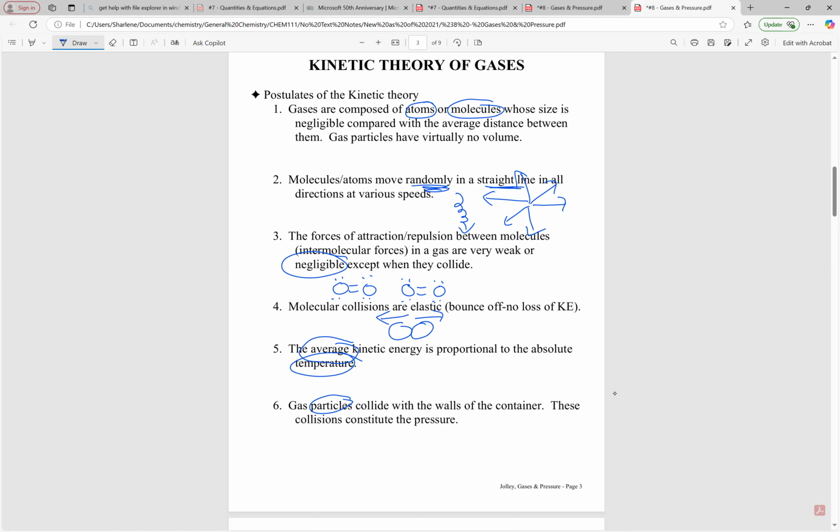They have negligible interactions, so they don't necessarily like each other or hate each other. They'll come close, but they just ignore each other. The collisions don't bubble, they actually bounce off. And temperature is what we call an average kinetic energy. And then those gas particles, when they bounce off the wall, that bounce, what we can measure, is called pressure.